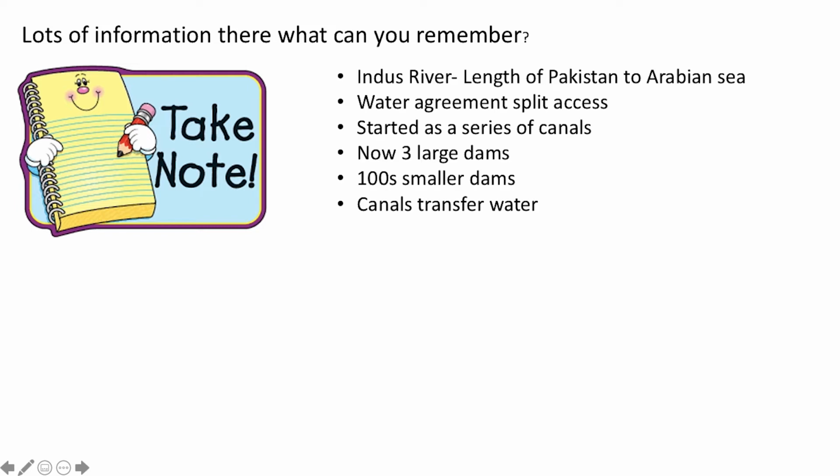Okay, so when I did this task, these are the things that I was able to recall. So I know that we're studying the Indus River. I know we're studying the IBIS, the Indus Basin Irrigation System. I remember that it travelled the length of Pakistan to the Arabian Sea from a north to south direction. I remember there was a water agreement, if I think about it, it was 1960, and it split access between Pakistan and India. I know that the IBIS system started as a series of canals, and that over time large dams were put in place, and hundreds of smaller dams were also put in place as well. And I know that canals are also used to transfer water.